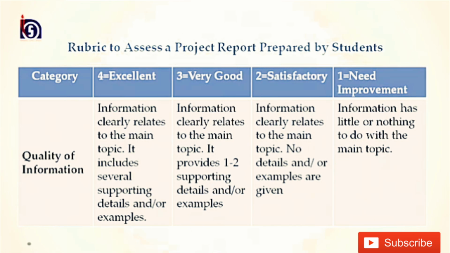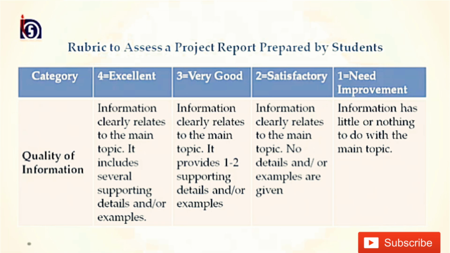The third category is the quality of information, that is, what is the quality of information which the student is giving in the assignment. 4 would be given to a student in whose assignment the information clearly relates to the main topic. It includes several supporting details and or examples. 3 would be given to a student in whose assignment information clearly relates to the main topic. It provides one or two supporting details or examples.